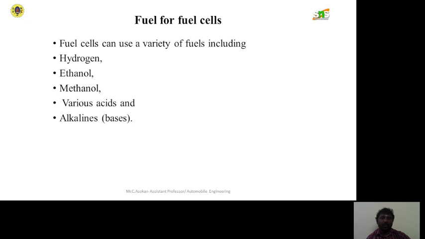Fuels for fuel cells. Generally, we are using some fuels for fuel cells. First one is hydrogen, ethanol, methanol, and various acids and alkalines. These are the variety of fuels used in fuel cells.